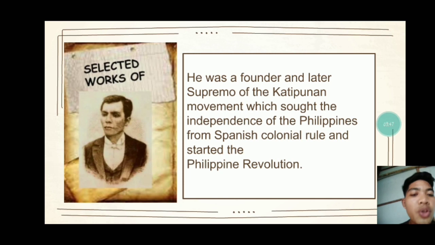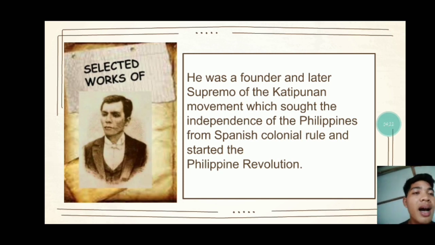So the last one is the founder of the Katipunan, which is Bonifacio, also known as Andres Bonifacio. So again, he was a founder and later Supremo of the Katipunan movement, which sought the independence of the Philippines from Spanish colonial rule and started the Philippine Revolution.